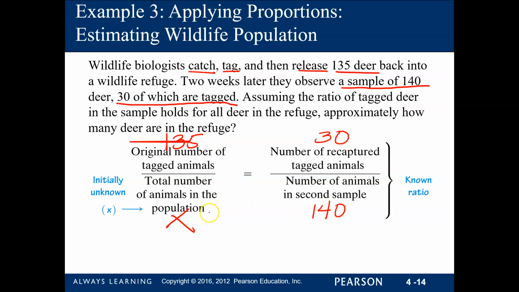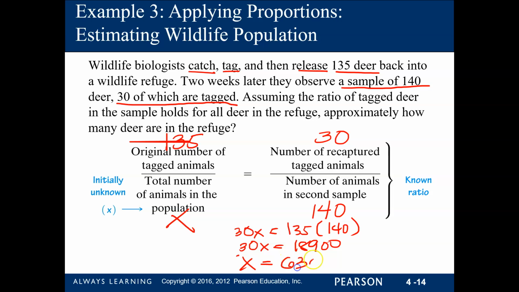So our proportion will look like this. If we solve for it, we will have 30x is equal to 135 times 140, and you will be getting 30x is equal to 18,900. Solving for x, you divide by 30, and x is going to be equal to 630. So 630 was the original number of deer in the refuge. That is the total number of deer in the refuge.